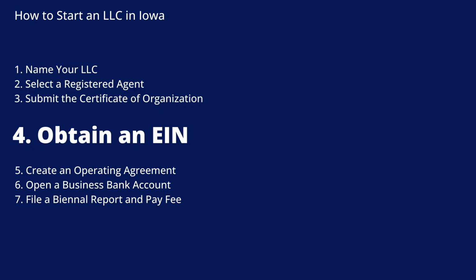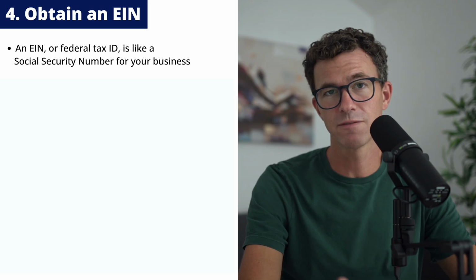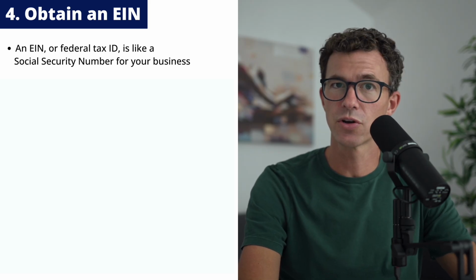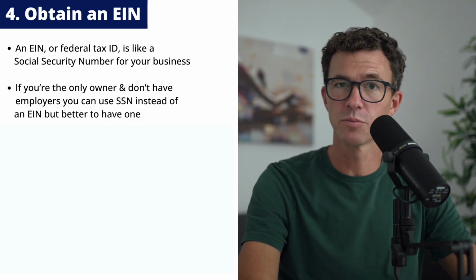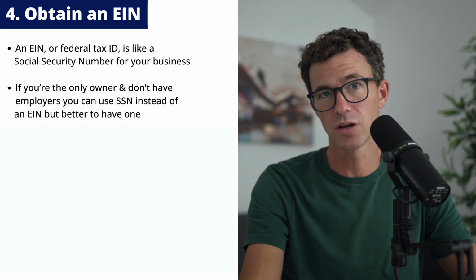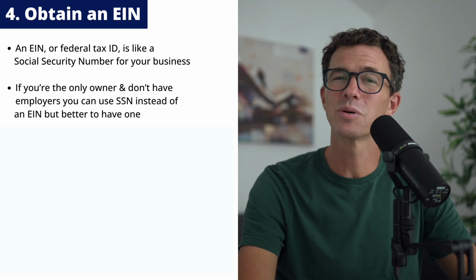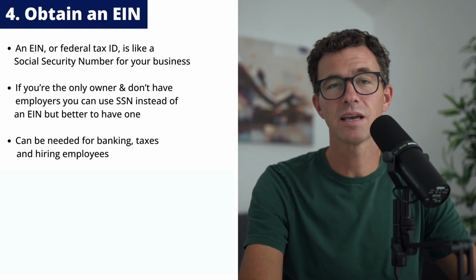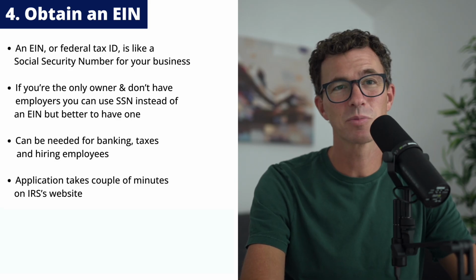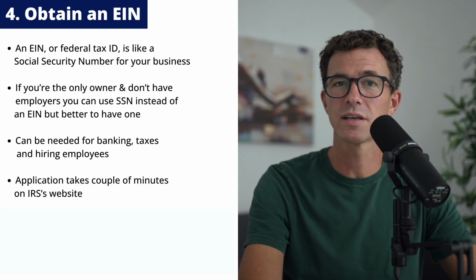Step 4, obtain an employer identification number, EIN. This may also be referred to as a federal tax ID. Think of it as a social security number for your business. If you're the only owner of the LLC and you won't have any employees, you could use your social security number instead of an EIN, but in most cases, it's better to have one. You may need one for banking, taxes, and for hiring employees. The application process is pretty straightforward and only takes a couple of minutes on the IRS's website. We have a video that'll walk you through how to get one down below.